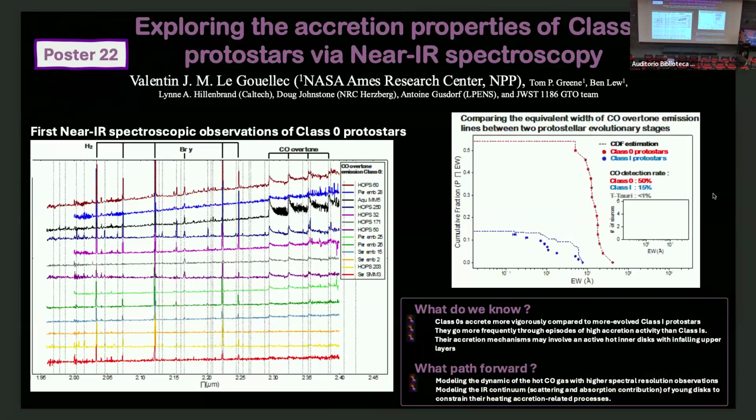This is poster 22, so in this poster I'm showing new Keck NIRSPEC observations of Class 0 protostars that you can see here on the left. This is kind of the first observation of these very young protostars. And they seem to be very active. A lot of emission, H2, H1, a lot of also CO overtone emission. And we compared this with the more evolved Class 1 protostars and figured out that these youngest protostars accrete much more vigorously than their more evolved counterparts.